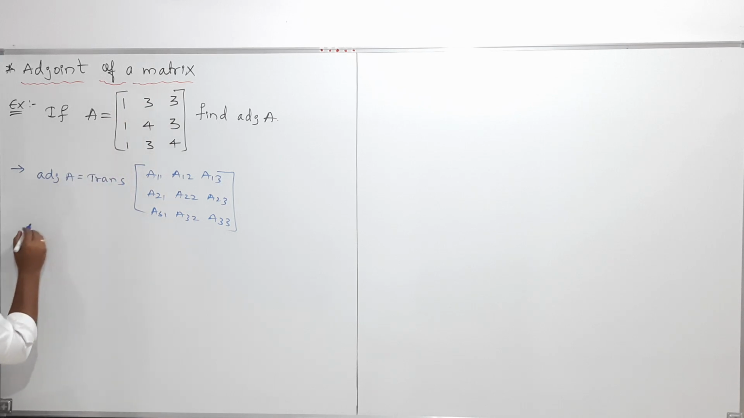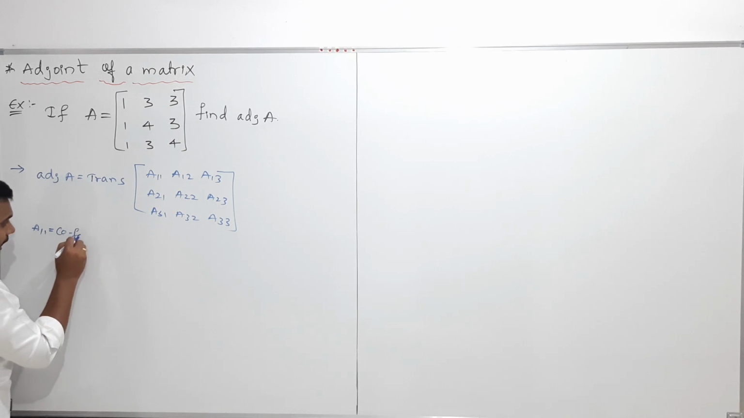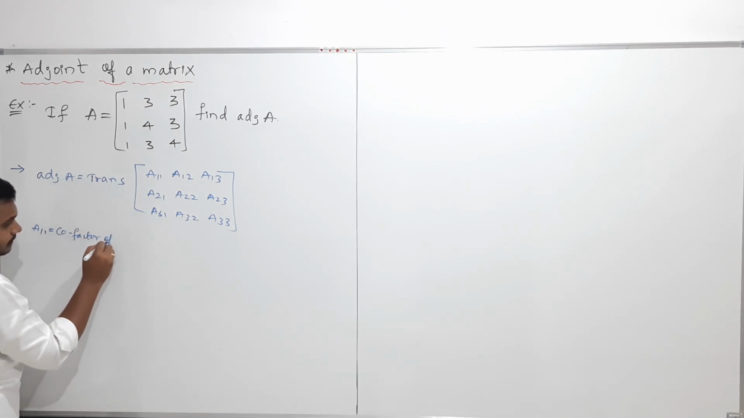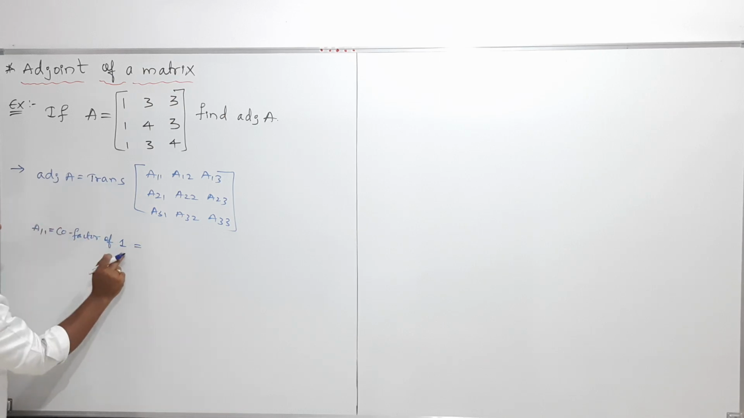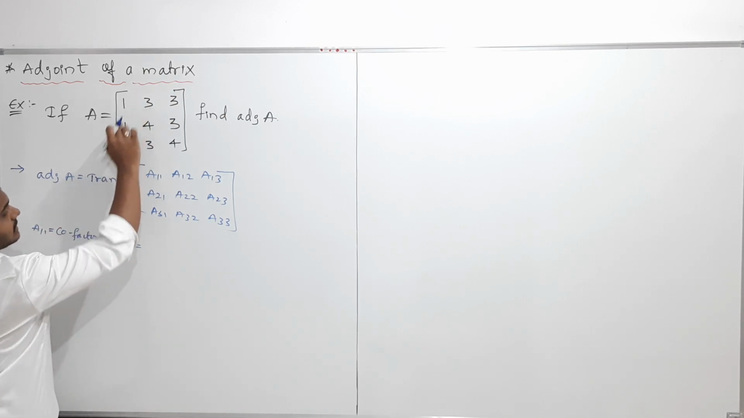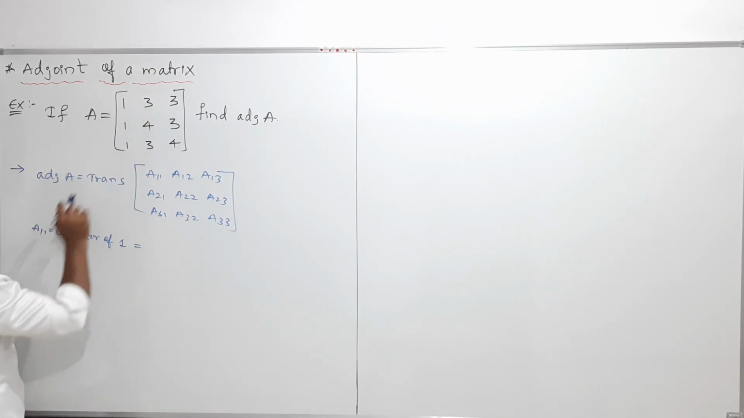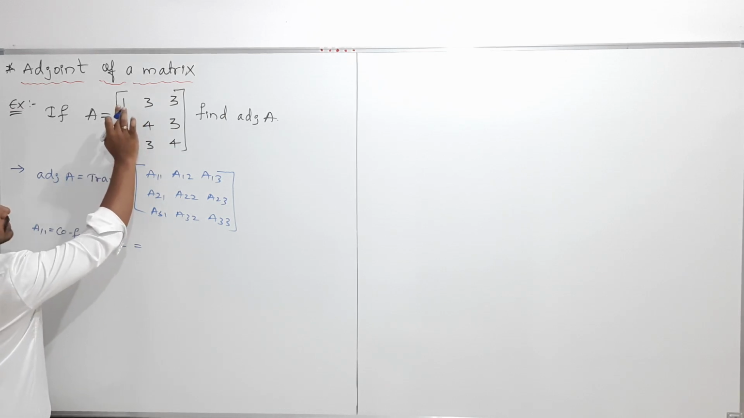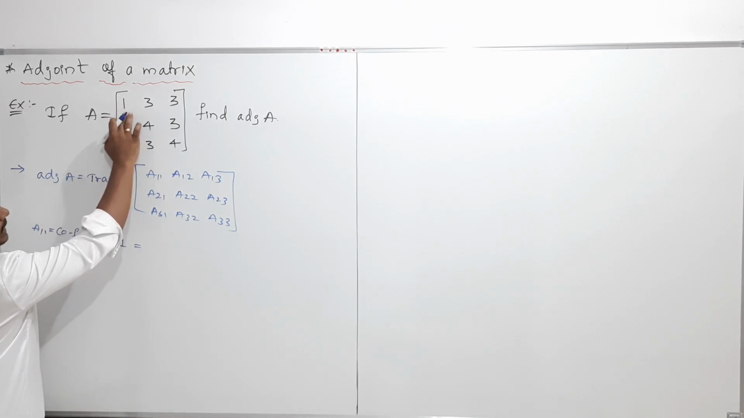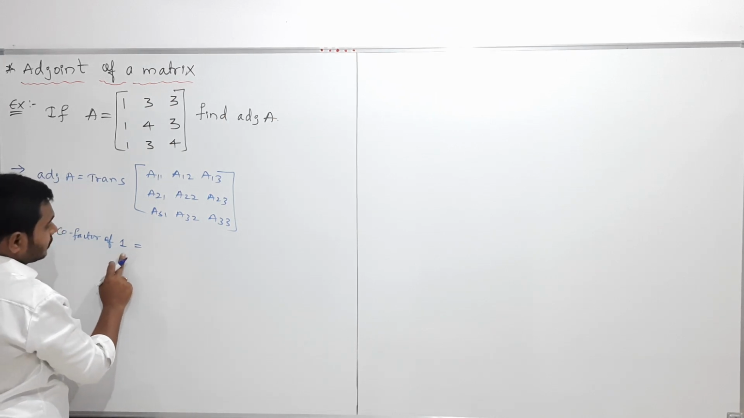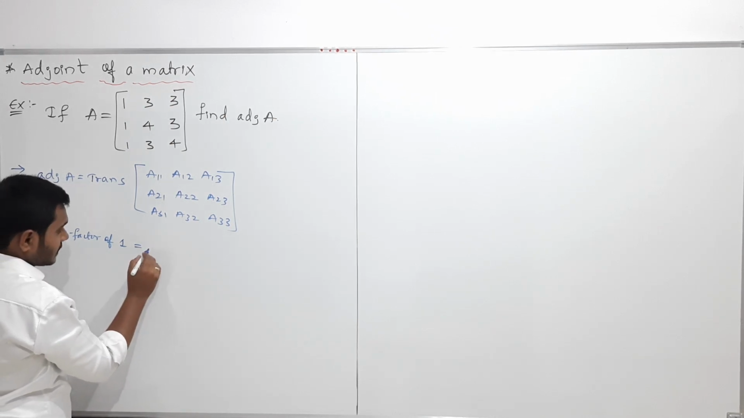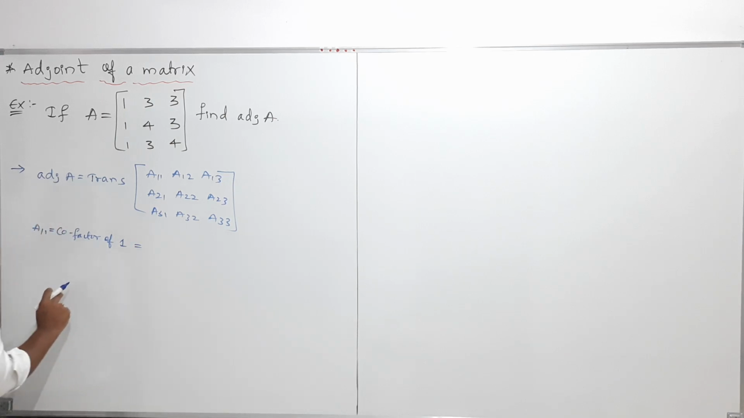So here A11 is equal to the cofactor of this element, the cofactor of 1. Clear? In the place of A11, this is your A11, you have one element. So here it is the cofactor of 1. So the cofactor of 1 is equal to, what I will write? So the cofactor of 1 is equal to, I told you, what is that?